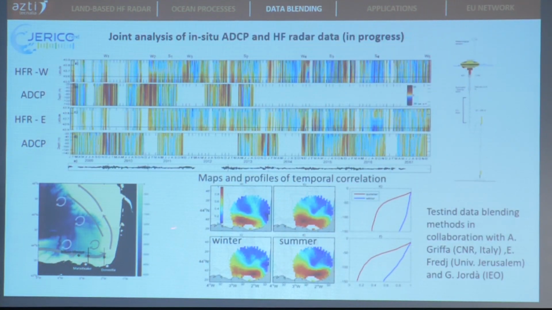And then we are also trying to combine radar with in-situ data, using all the 9 time series of hourly data that we have from the moorings and the radar. What we've been doing is to compute maps and profiles of temporal correlation, to know to what extent the data from a point here are representative of the data in all the areas. For that we use the radar, and then at the same level how the surface currents are representative of the currents in the lower levels, using the ADCP. We are testing different data blending methods in collaboration with several people to progress on that.